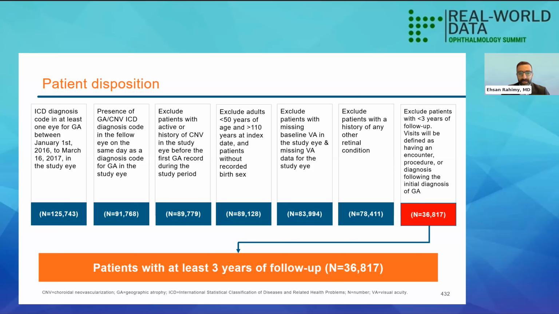When looking at the methodologies, we started with over 125,000 patients after applying the appropriate ICD diagnosis code for GA in at least one eye between the listed dates. After applying appropriate exclusionary criteria, we were down to a little over 78,000 patients. Then, once excluding patients with under 3 years of follow-up, the final number included for analysis had dropped by over half to 36,817 patients, highlighting the susceptibility of this patient population to being lost to follow-up, due in large part to the lack of available treatment options previously.